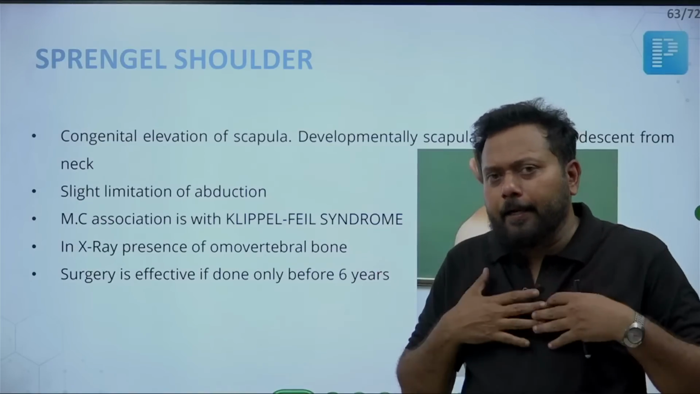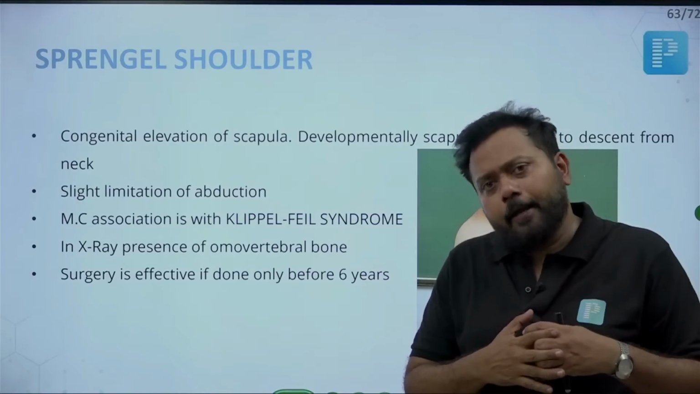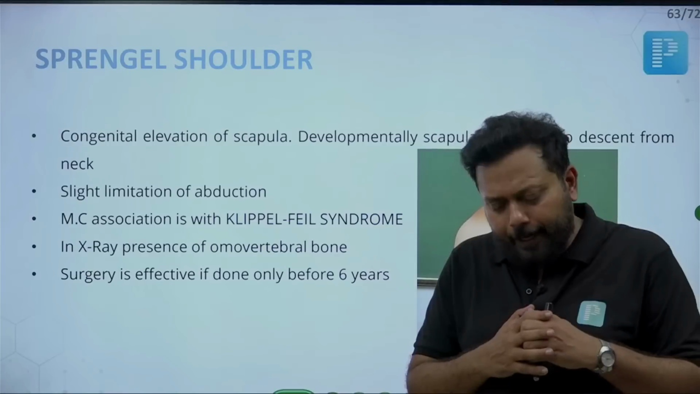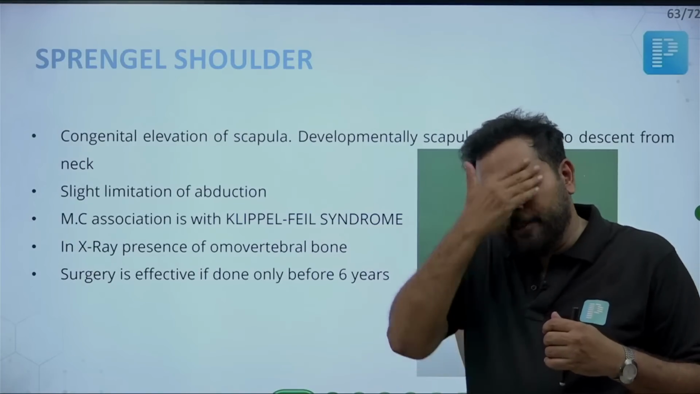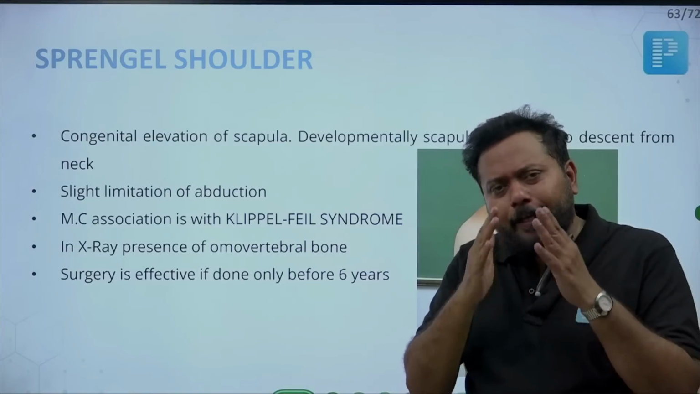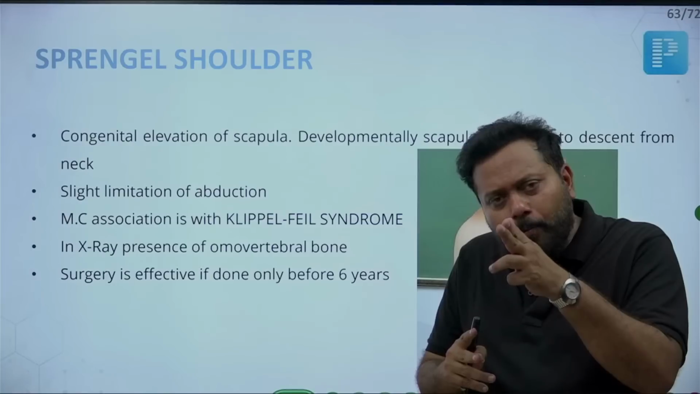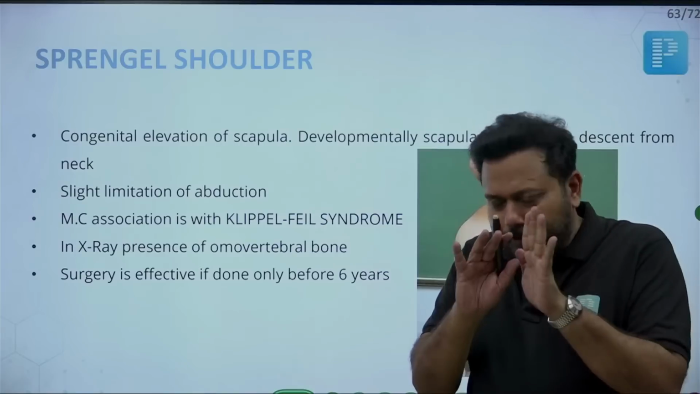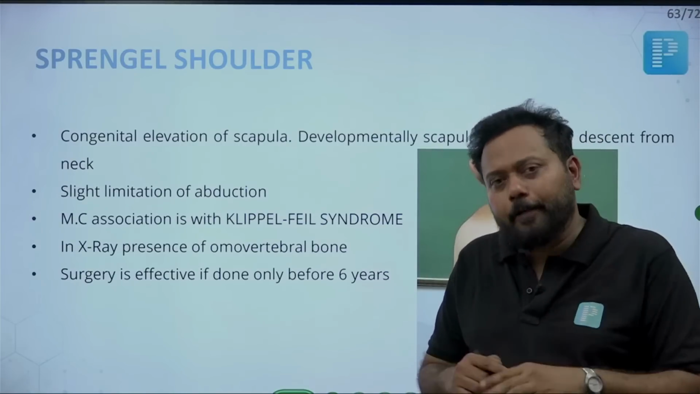That's all. I had seen and assisted only one case operated for Sprengel shoulder, in Government Stanley Medical College, Chennai, long back. I was posted in Madras Medical College in the Institute of Child Health, pediatric orthopedics. There Professor Manoharan was operating on the case. Only one case I had seen operated. You just have to go and divide that omovertebral fascia. That's the only treatment. That's called the Woodward procedure. That and all is not needed for you. You just have to cut the omovertebral bone.